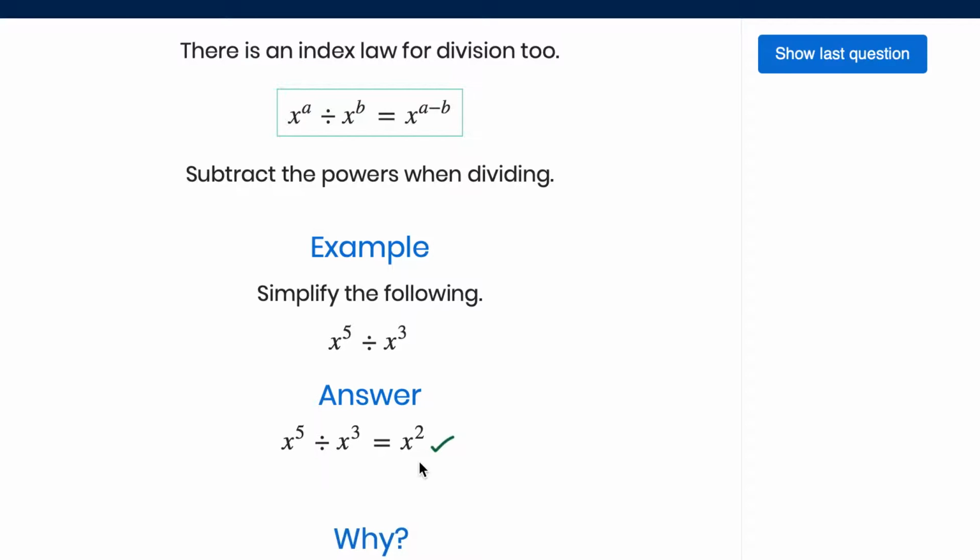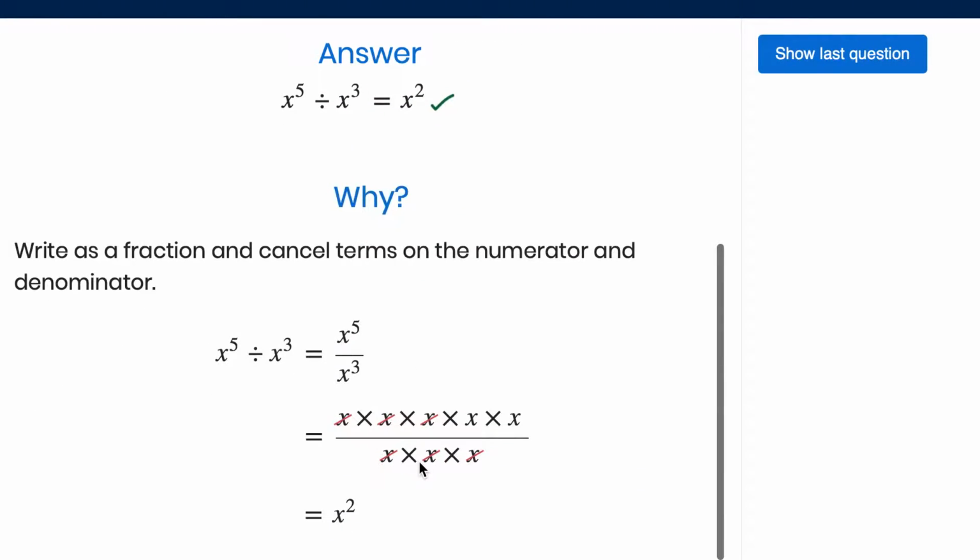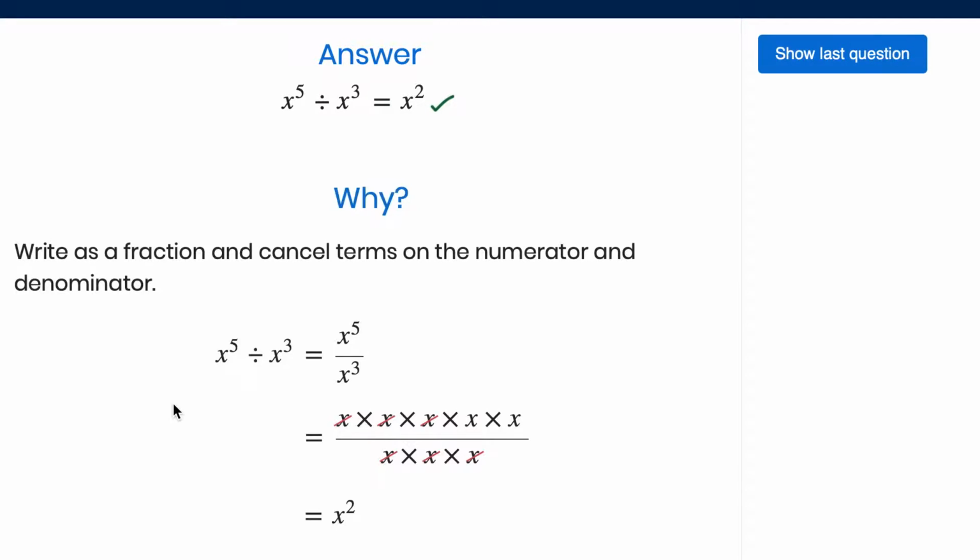All well and good, but why is this? We can see by writing our expression as a fraction and cancelling terms on the numerator and denominator. So x to the power of 5 divided by x to the power of 3 is equal to x to the power of 5 over x to the power of 3. Now the numerator of x to the power of 5 is just 5 x's all multiplied together, and the denominator of x to the 3 is just 3 x's multiplied together.